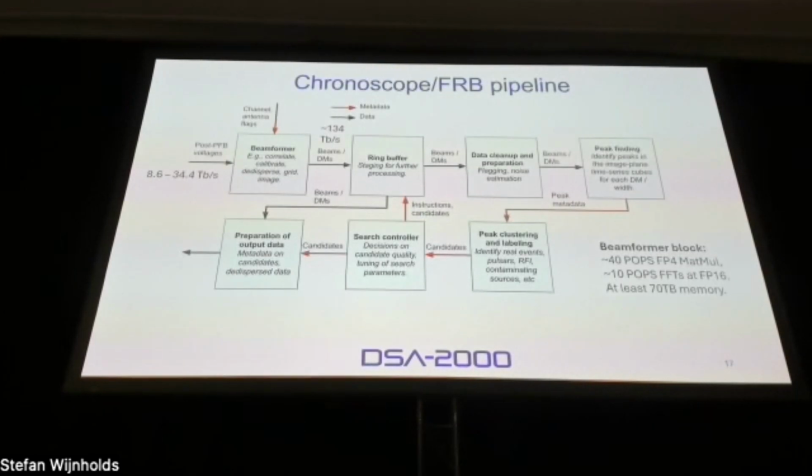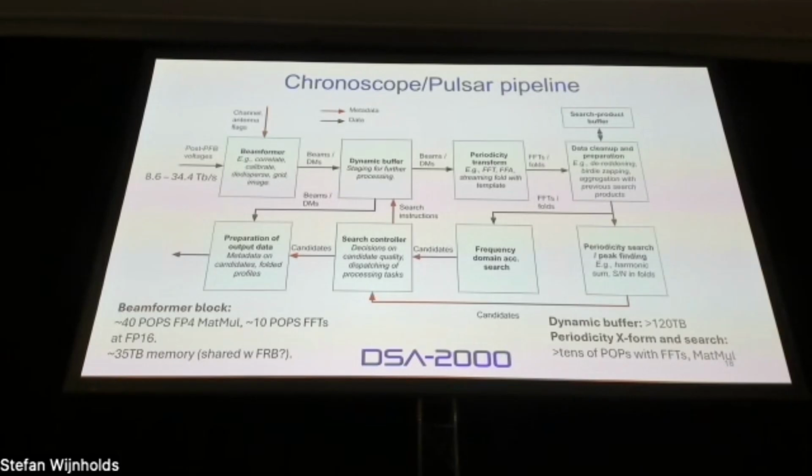I'll jump through quickly. This is the pipeline. Again, a block diagram; I can't go into detail. But you can see that with all of these many beams, the data rate jumps up quite dramatically from the input before it then starts to settle down again. There are some operations per second numbers and so on. And this is then the equivalent pulsar pipeline.